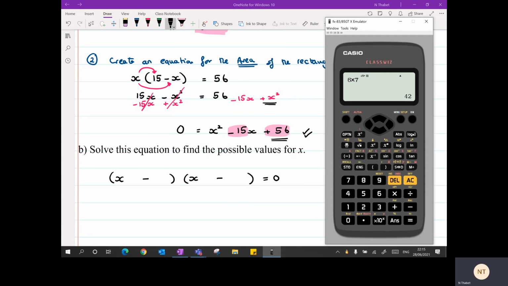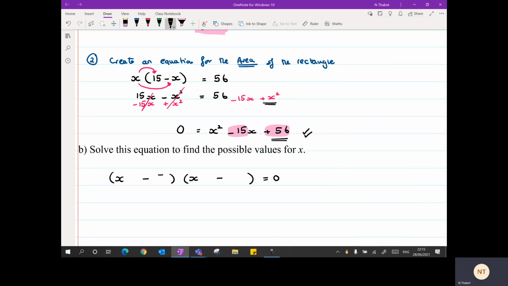You can check minus 7 times minus 8, positive 56. And then minus 7 minus 8 is minus 15. So it's x minus 7 and x minus 8. So either x minus 7 equals 0 or x minus 8 equals 0. That means x is 7 and x is 8, because we're solving the equations.